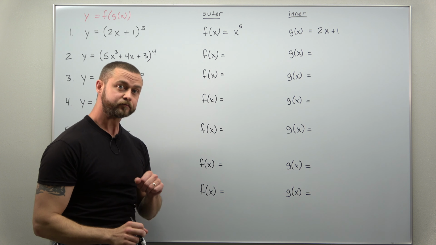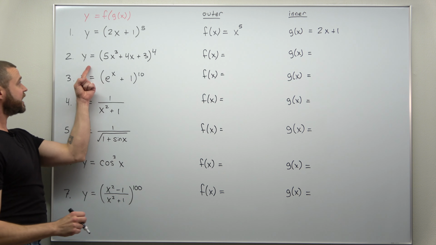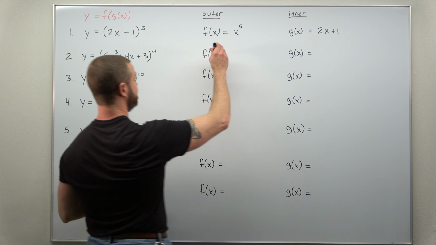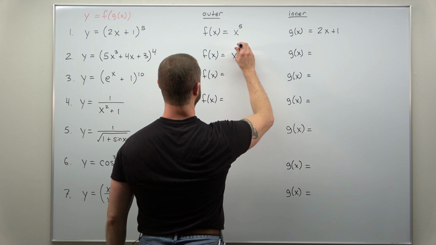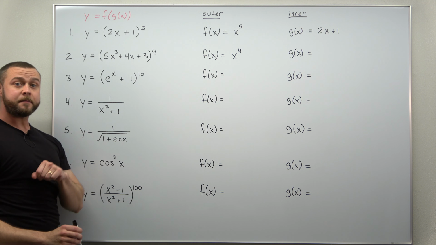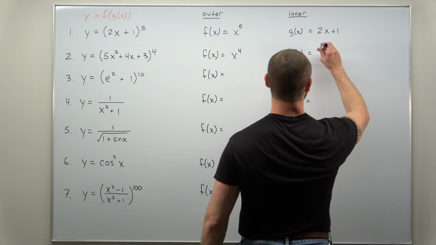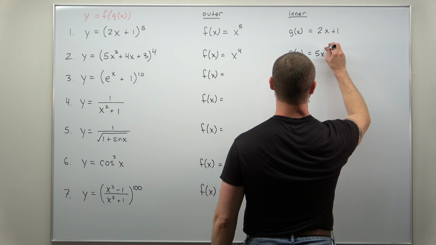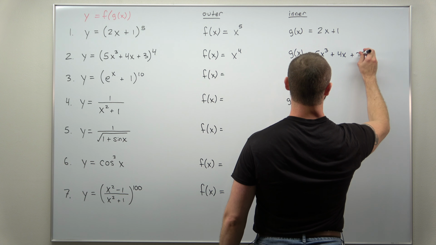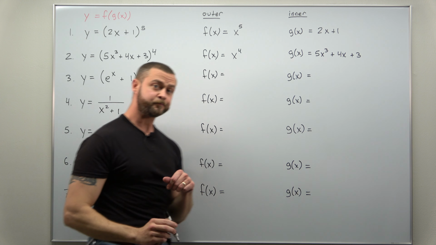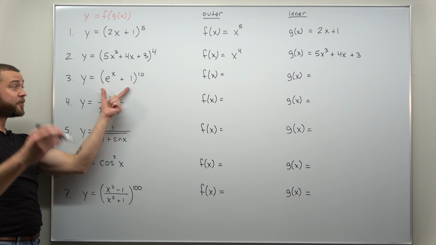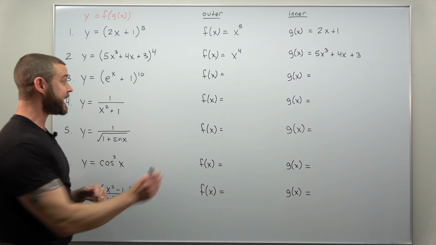And there we go. Next, for our second example, we have a fourth power on the outside, so we'll take our outer function to be x to the fourth, and the inner function, that'll be everything in parentheses. And here, that's 5x cubed plus 4x plus 3.